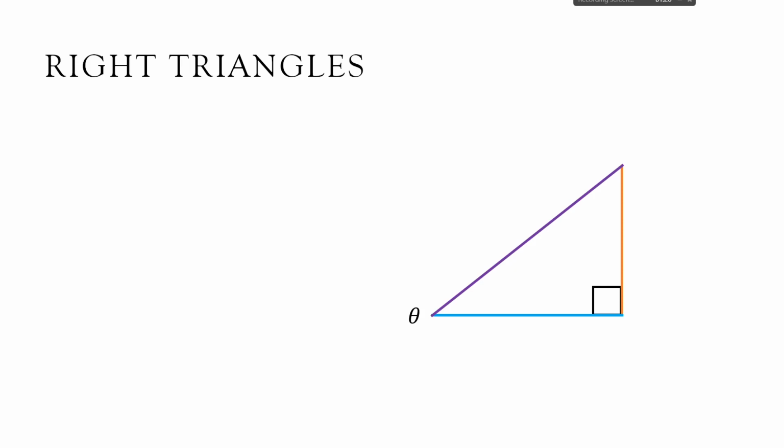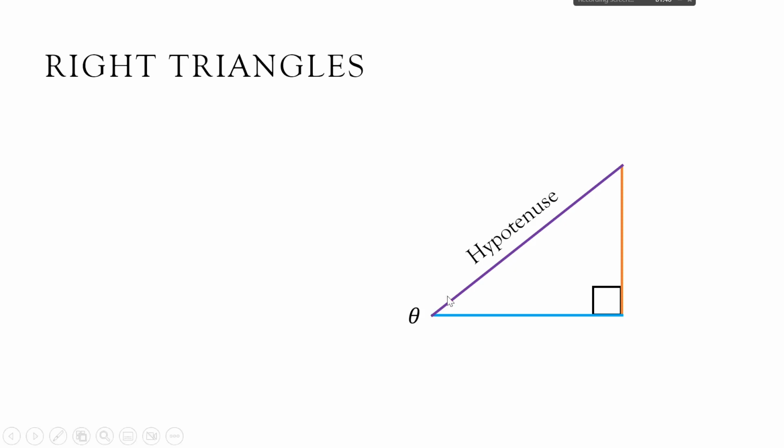So the first side I want to talk about is the hypotenuse. The hypotenuse, first off, will be the side that's across from my right angle. So we see here we have our hypotenuse, and it's across from the right angle. Another way that you can think about it is that the hypotenuse is always the longest side of the three.